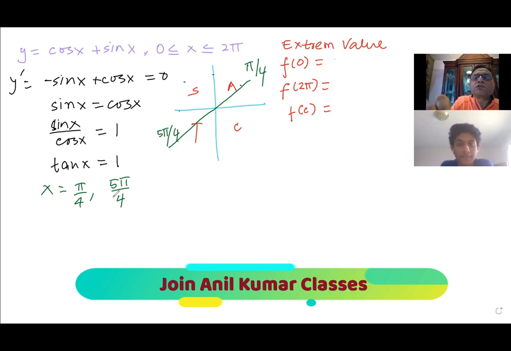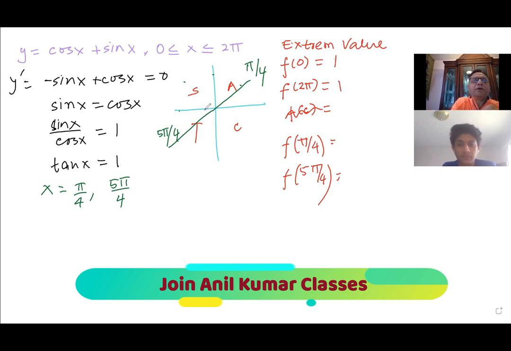Therefore, you should also find the value of the function at pi by 4 and at 5 pi by 4. Is it okay? Yes, sir. So calculate all these values, right? So those are the critical numbers. We have got two of them. So plug in 0. When you plug in 0, you get 1, right? Yeah. When you plug in 2 pi, again you'll get 1.